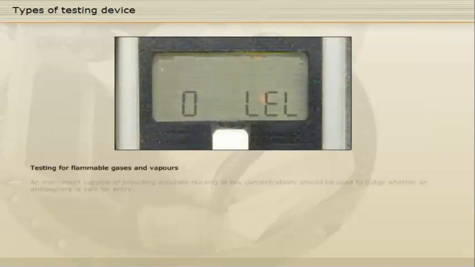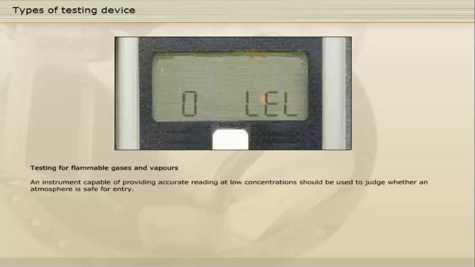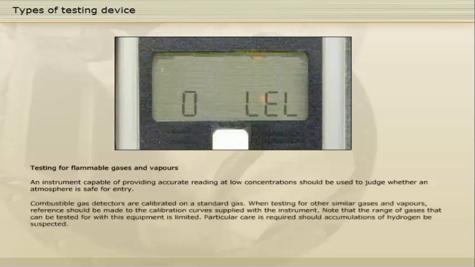An instrument capable of providing accurate reading at low concentrations should be used to judge whether an atmosphere is safe for entry. Combustible gas detectors are calibrated on a standard gas. When testing for other similar gases and vapors, reference should be made to the calibration curve supplied with the instrument. Note that the range of gases that can be tested for with this equipment is limited. Particular care is required should accumulations of hydrogen be suspected.